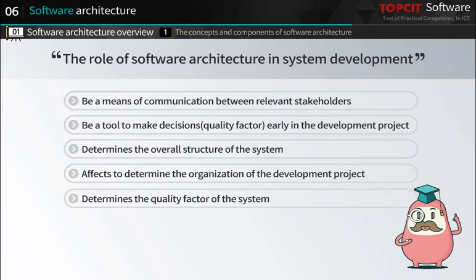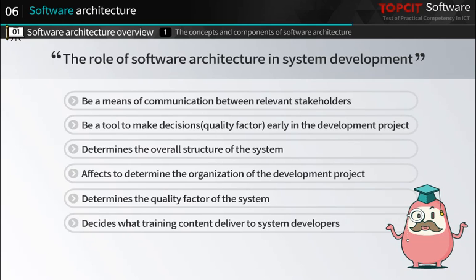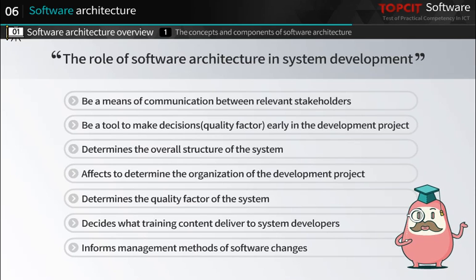Fifth, it determines the quality factor that the system should have. This allows the architecture to predict what quality the system will need and what quality it will have through the architecture. Sixth, you can decide what curriculum and training content is delivered to system developers through the architecture. Finally, it informs the process or workflow how to manage changes to the software.